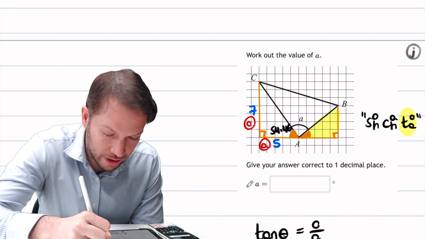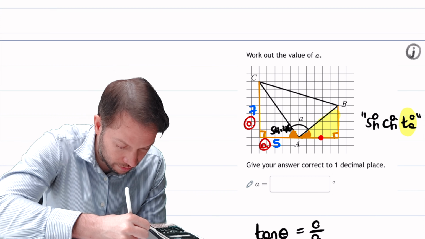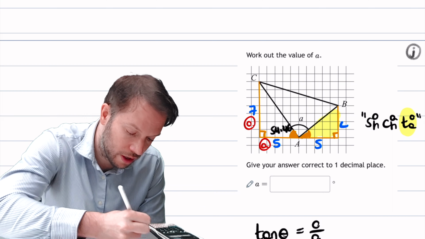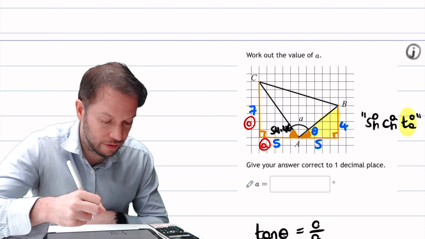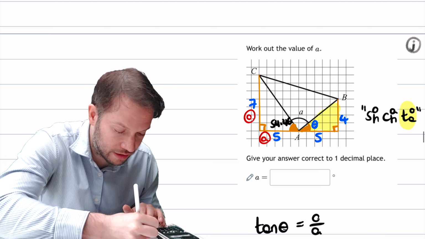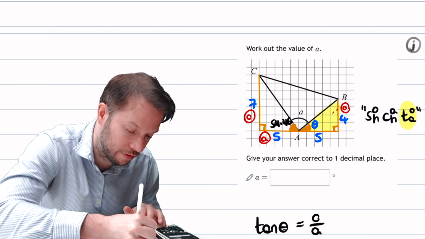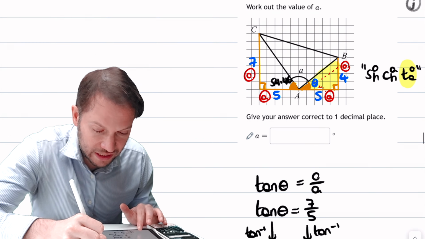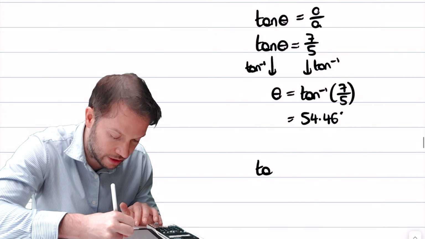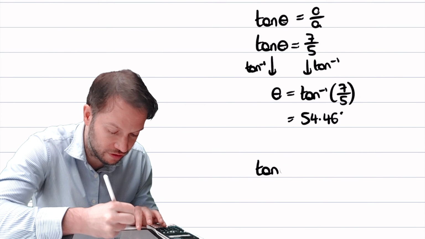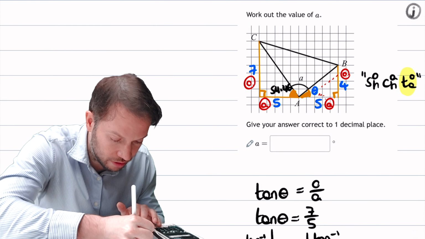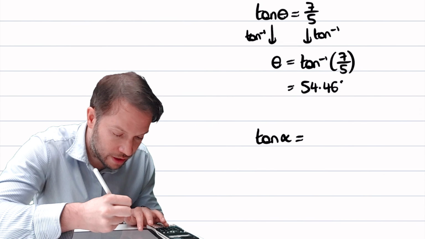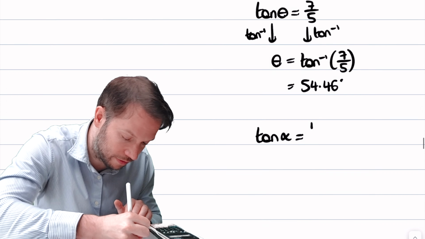Now we want to do the same for the triangle on the right here. We count the squares: 1, 2, 3, 4, 5 going across, and 1, 2, 3, 4 going up. So we've got 5 and 4, and we're trying to find this angle of interest here. Again, we label the sides. The 4 is the opposite, because it's opposite to the angle of interest, and the 5 is the adjacent, because it's next to the angle of interest. So it's going to be tan again. It's a different angle this time, so rather than theta, I'm going to use alpha, just another Greek letter. So tan of alpha is equal to opposite over adjacent, 4 over 5.